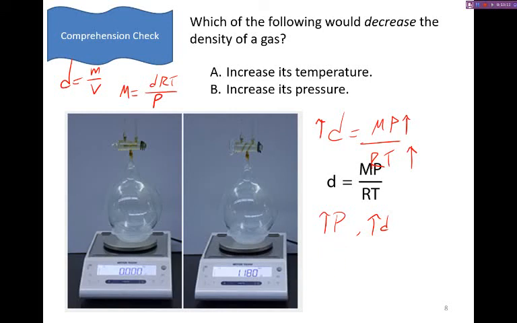And that makes sense if you think about what we're doing. We're compacting those particles together with an increased pressure, so we're decreasing the space between them, increasing the density. However, if we increase the temperature, our density will go down, and that makes sense because you're giving them more energy, they're spreading out. They're increasing their volume and therefore becoming less dense.